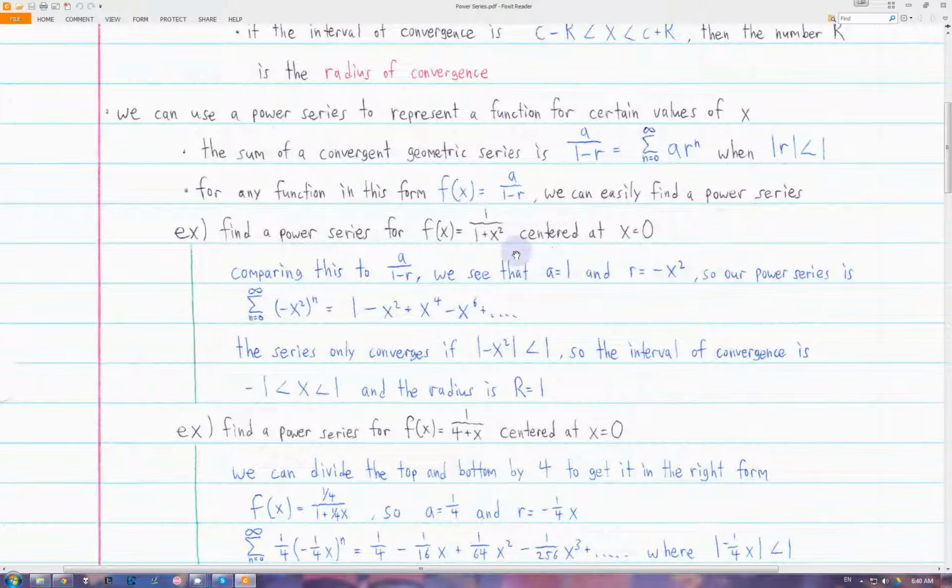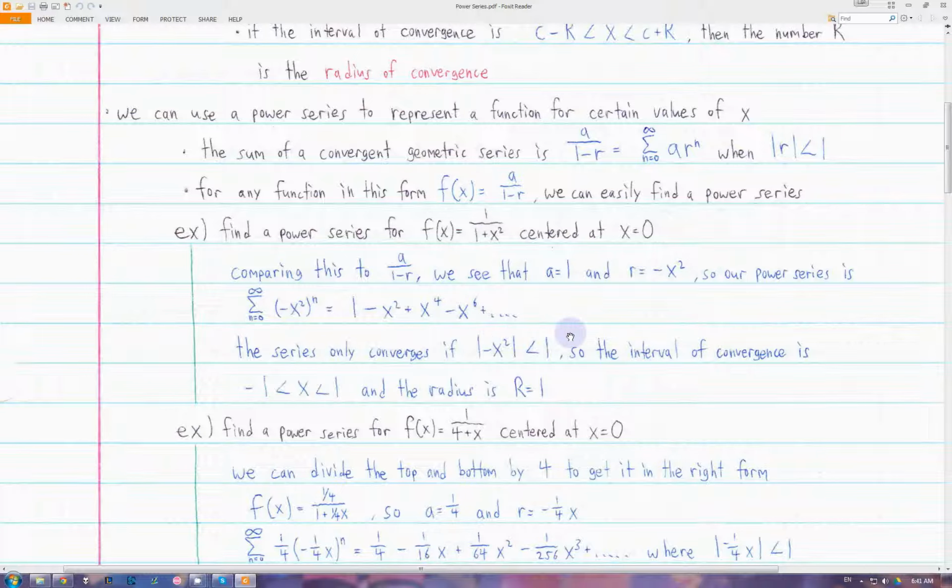So for example, we have this function 1 over 1 plus x squared. And we want to find a power series centered at 0. So if we compare it to a over 1 minus r, we see that a is going to be 1 and the ratio must be negative x squared. So then we can write a geometric series, which is just the initial value 1 times the ratio negative x squared to the n power. And this is the expanded form.